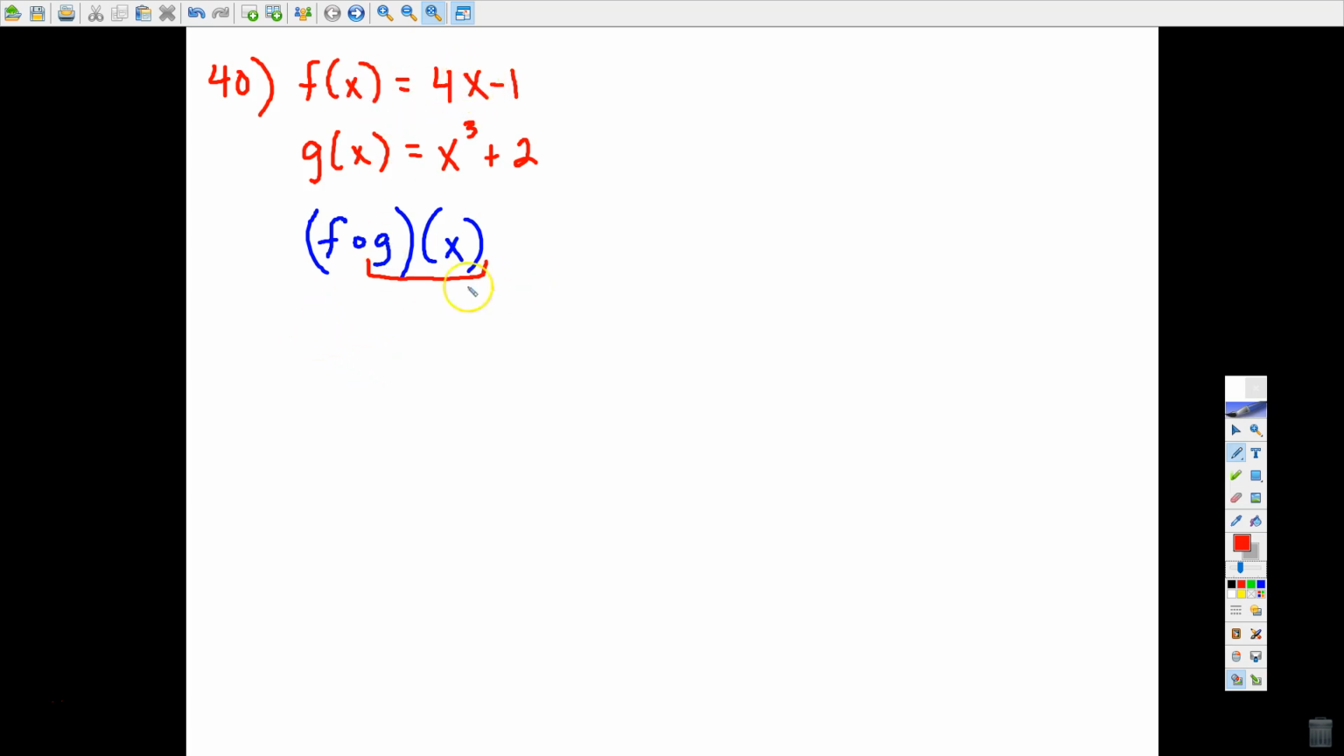Okay, so the f function will have 4 times x, but we're going to replace x with x cubed plus 2. And then minus 1. And now we just do the distributive property with 4x cubed plus 8, and then bring down the minus 1. So the answer to the f of g of x will be 4x cubed plus 7.